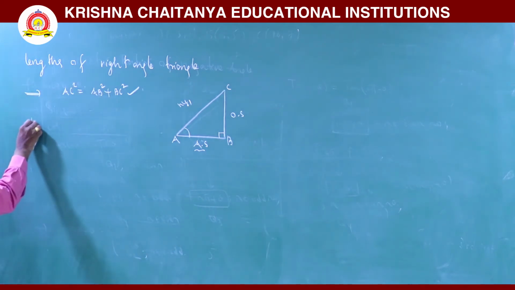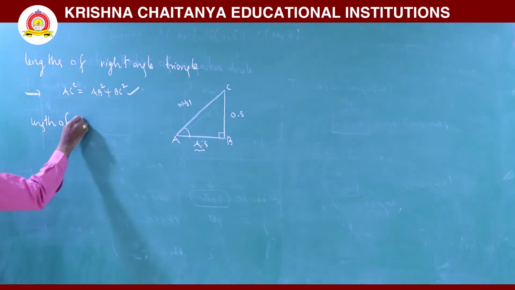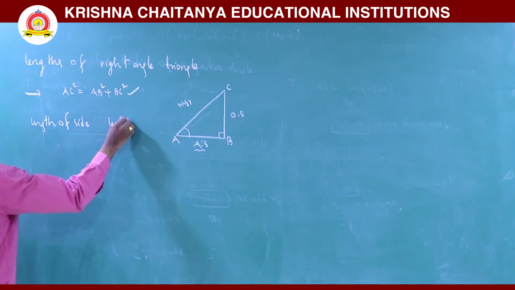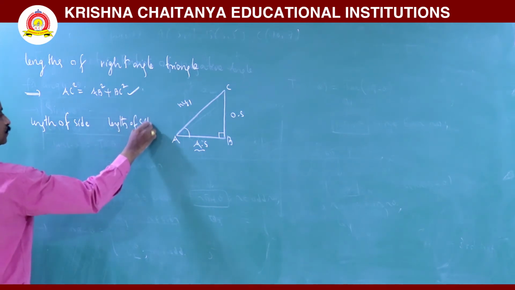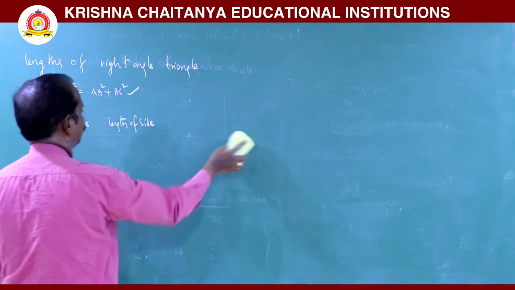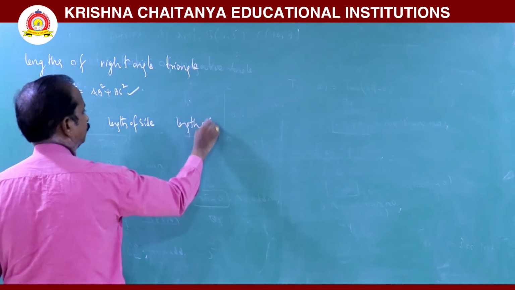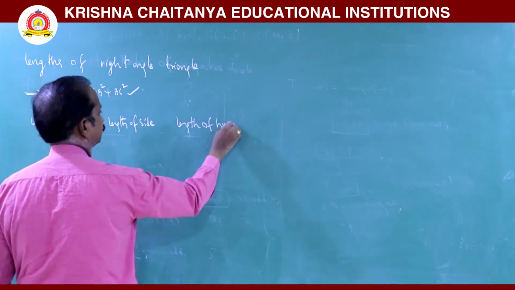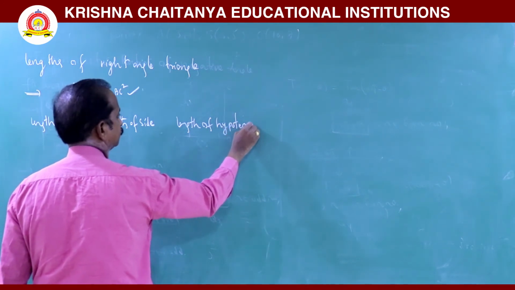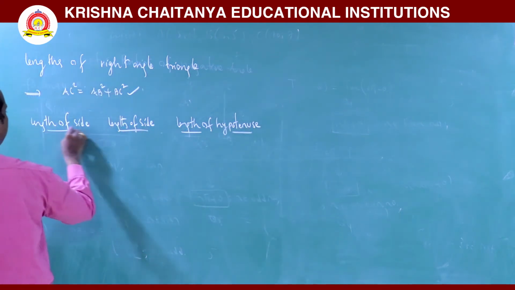So, length of side, length of hypotenuse, and length of the sides.